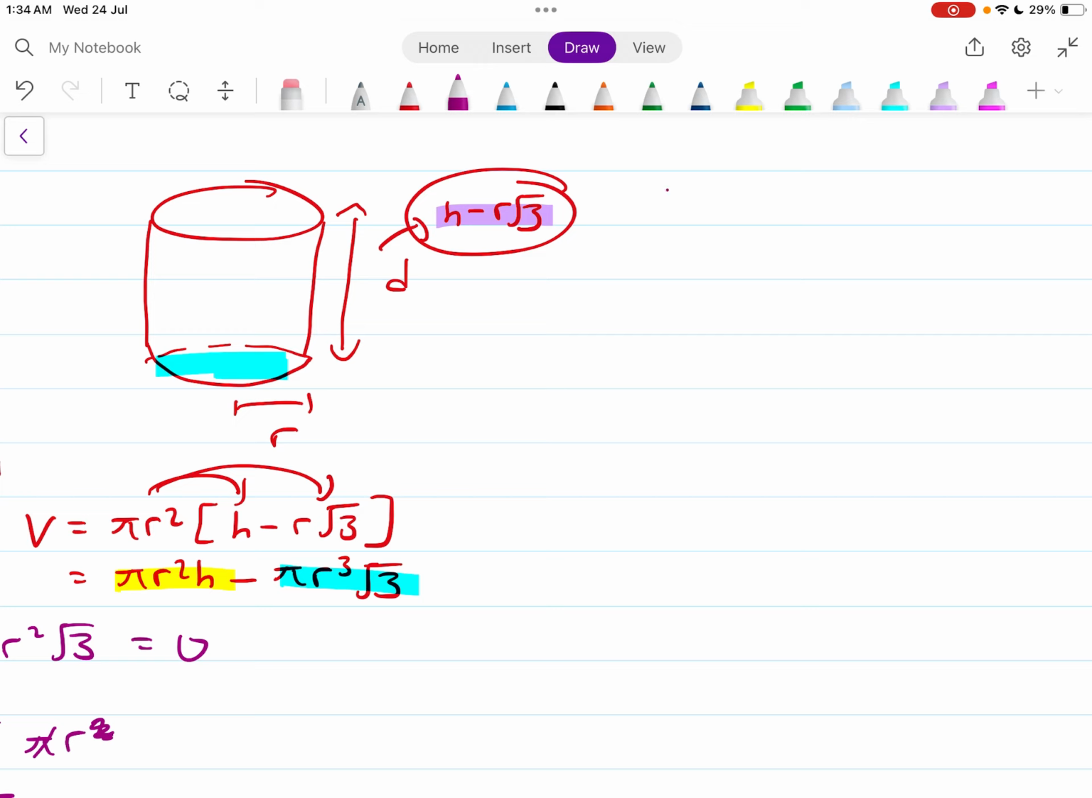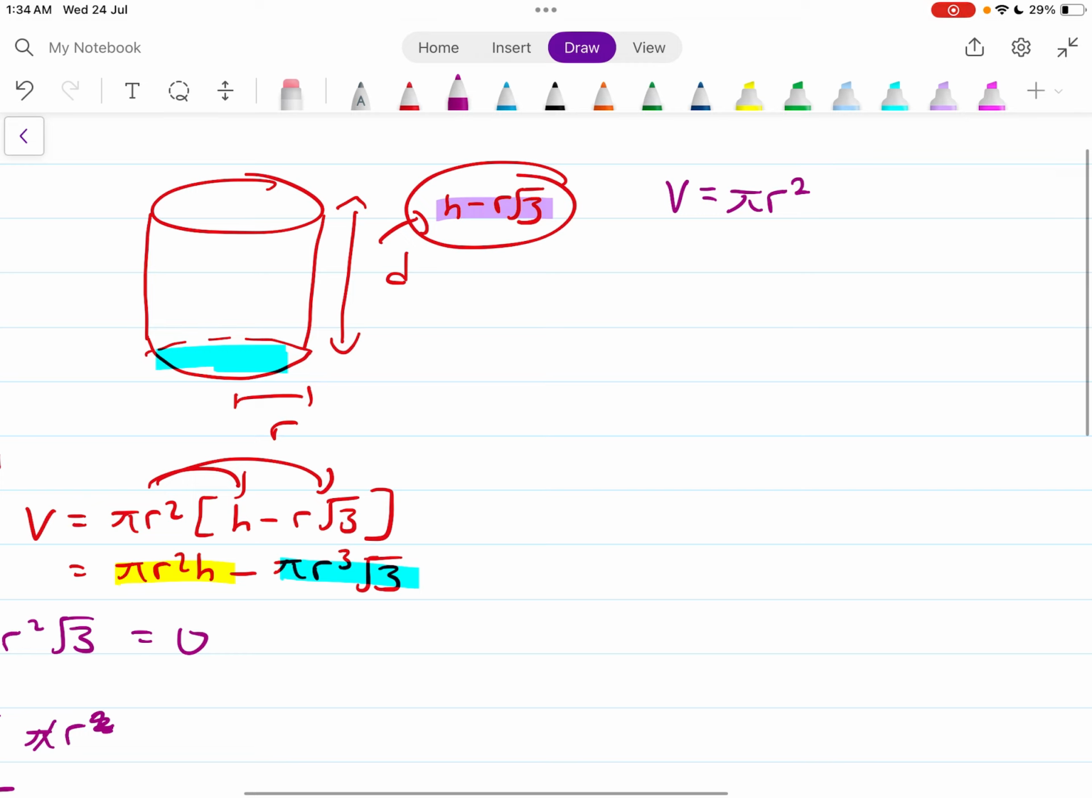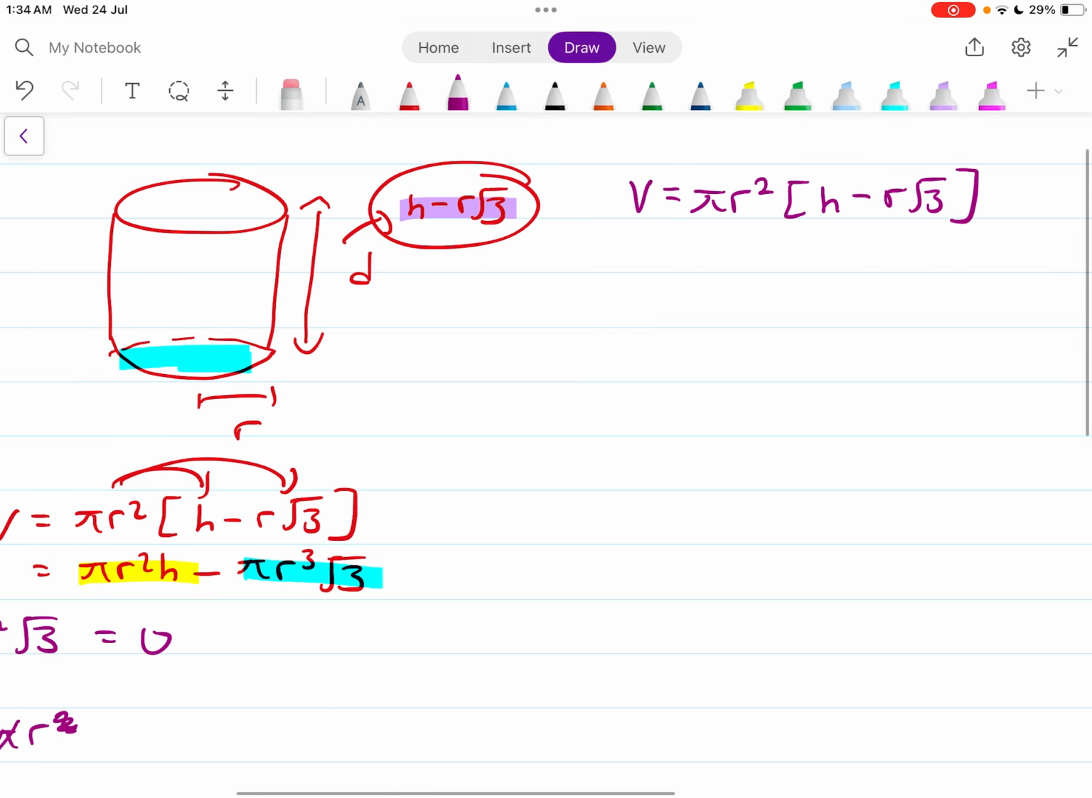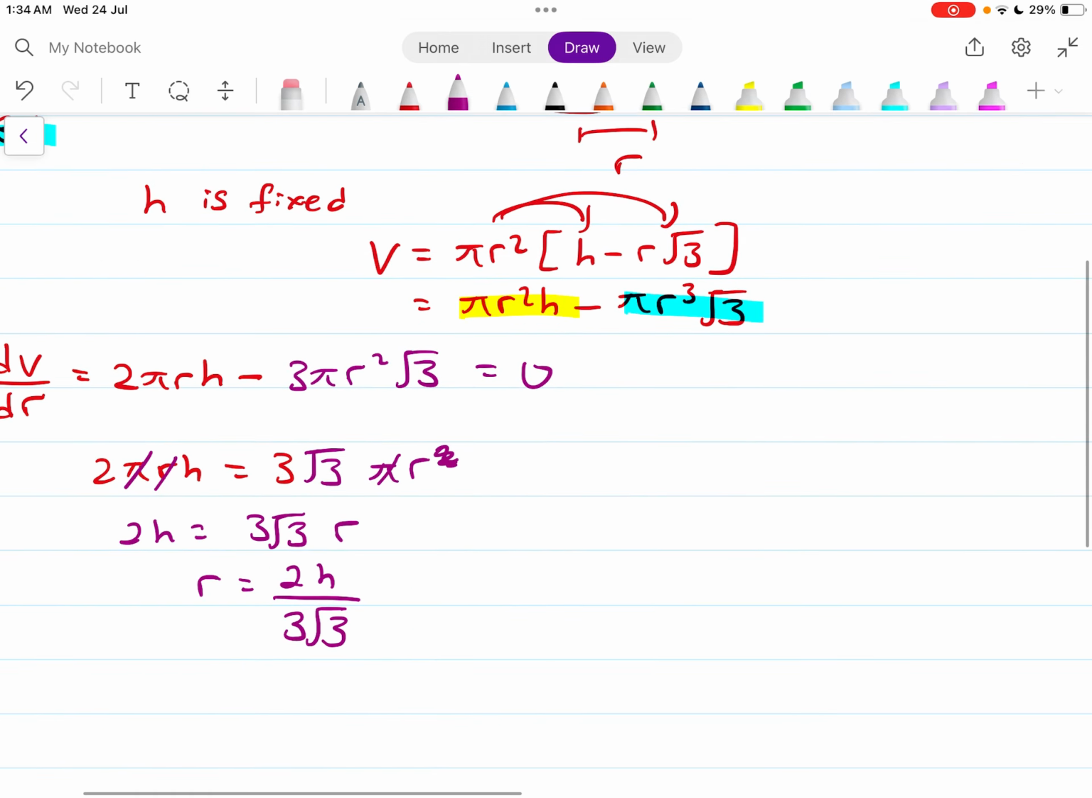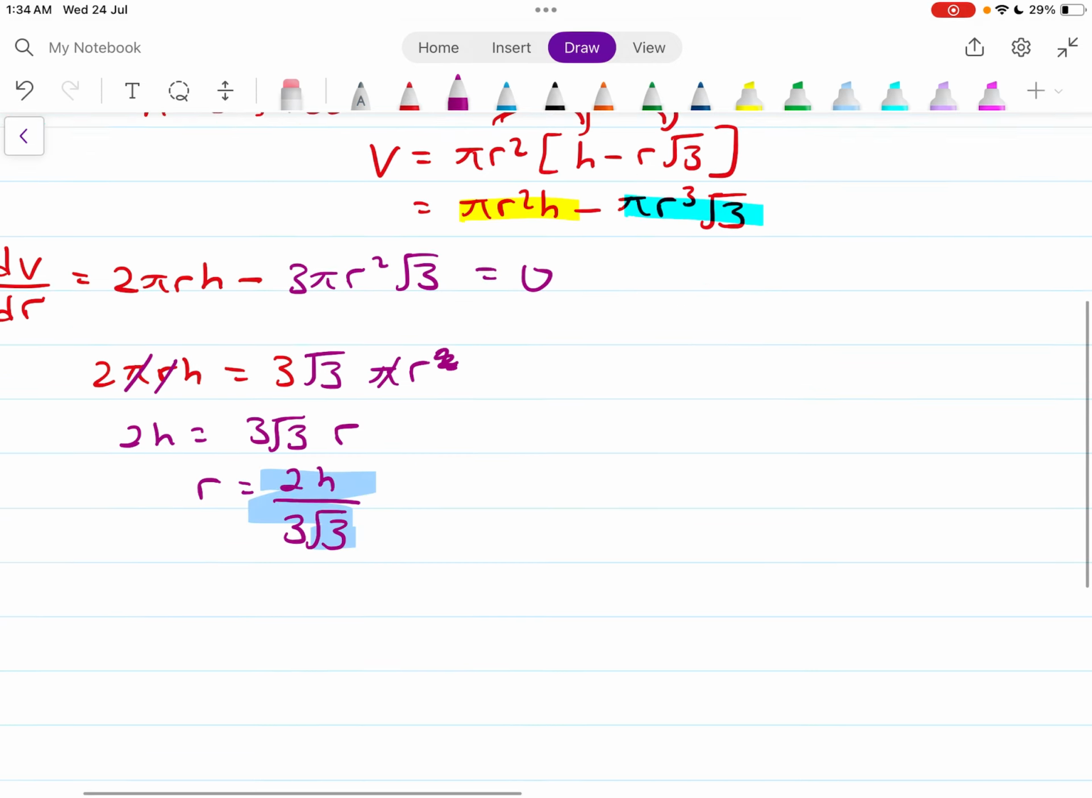Back to the volume formula, pi r squared, then you times the height, h minus r square root 3 in a square bracket. Apparently you can see that the form they want is fully in terms of h, meaning I cannot have any r. That's where I need to go back to this part. That's why I make r the subject, because I want to replace all the r with h.